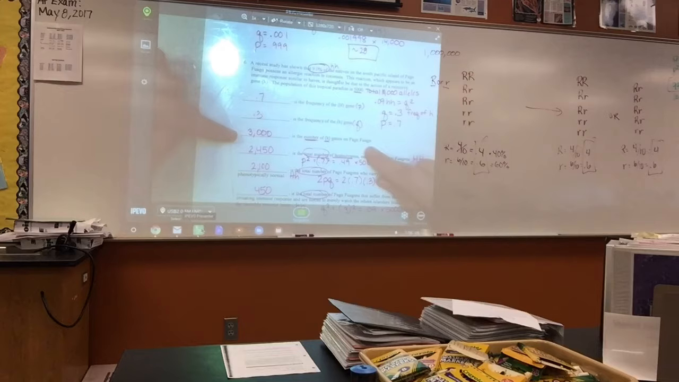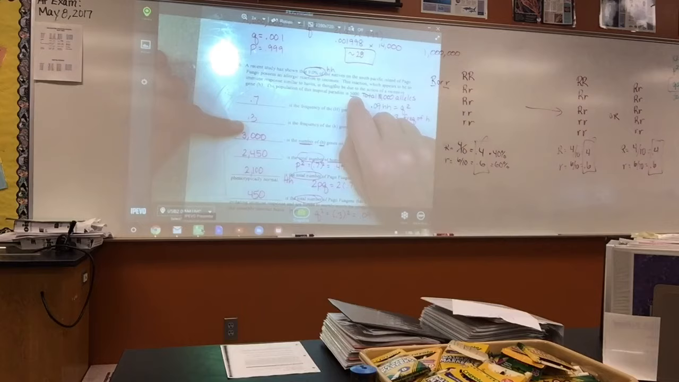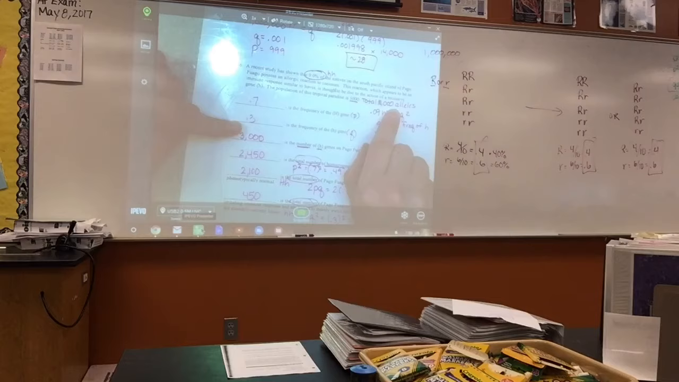Next one asks you, what is the number of little h genes? You know that 30% of the genes are little h. That's what the 0.3 means. You have 5,000 individuals on the island, and each individual has two genes, so there's a total of 10,000 alleles on the island. So you take 10,000 and multiply it by 0.3, which is 3,000.